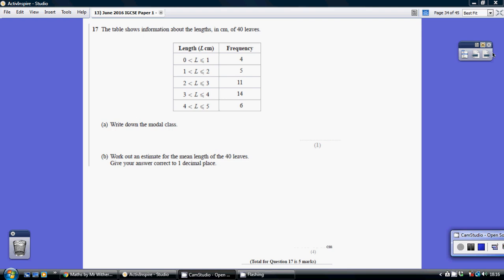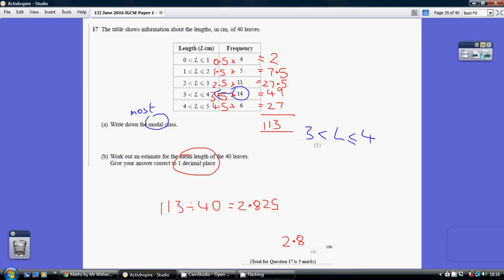Question 17. Now, the modal class is easy. Modal means most. So this frequency, this is how often things happen. So what happened most often was something happened 14 times. What happened 14 times? Well, the length of the leaf was between 3 and 4.